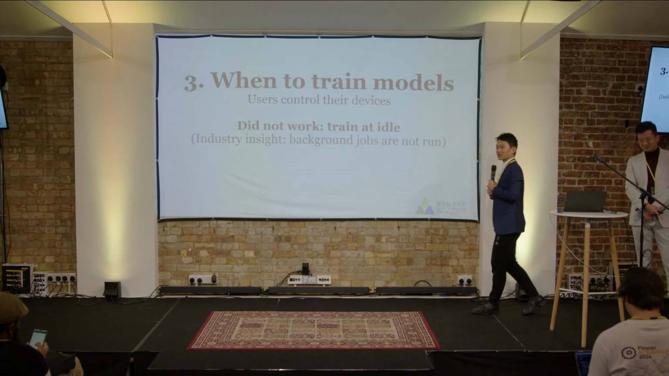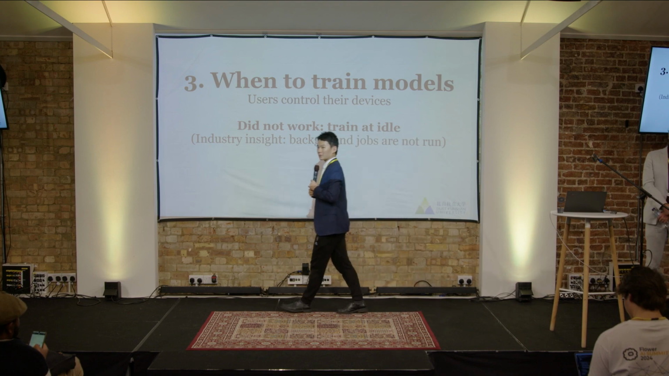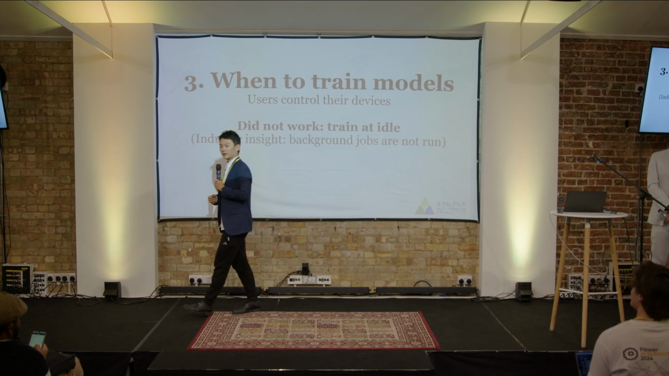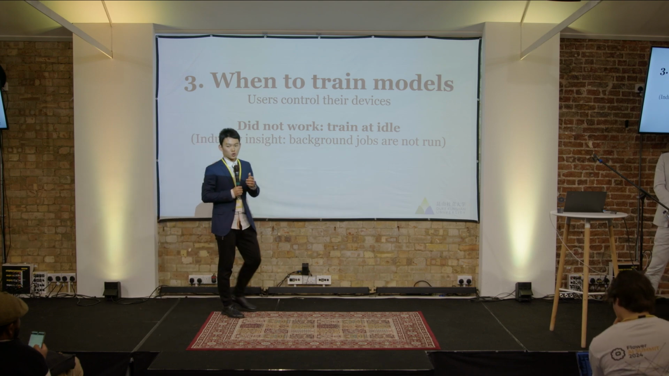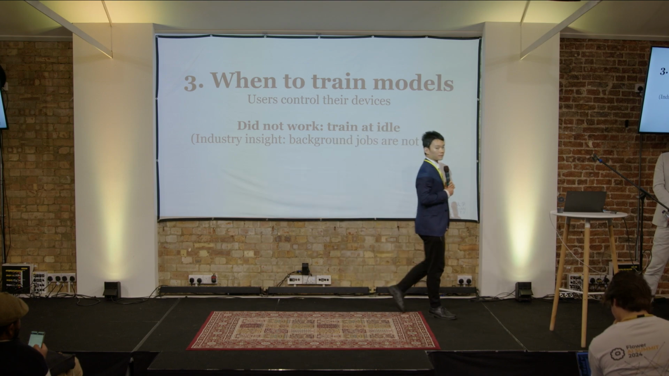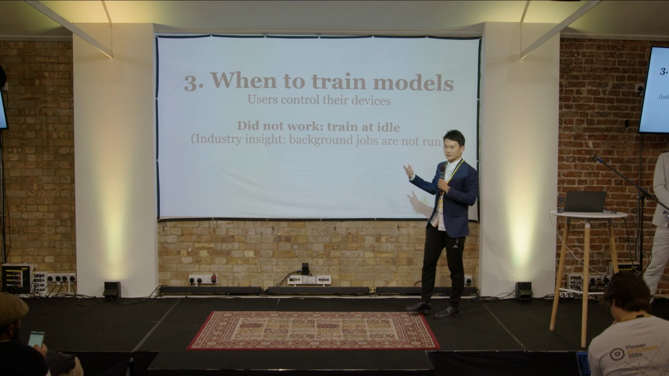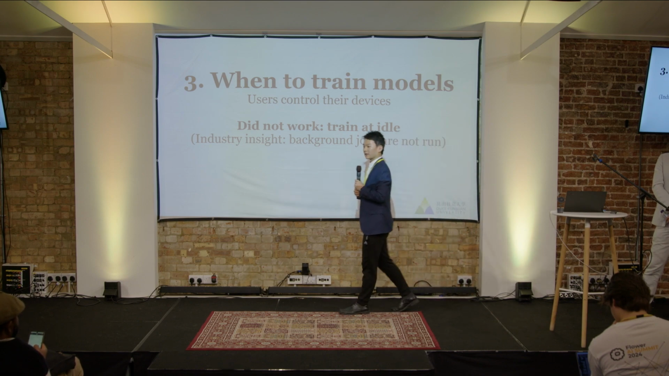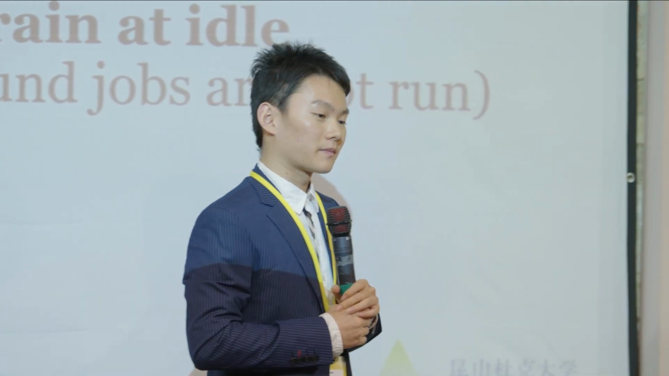The third challenge is when to train the models. This question might be a bit more surprising, but it comes from the reality that the users control their smartphones, not us. What Gboard did, and what everyone was looking at, was training the model when the user's phone is idle, but it didn't work for us because the background jobs we implemented did not run.